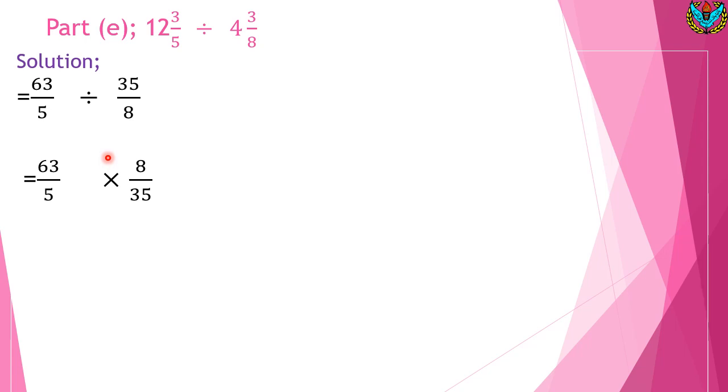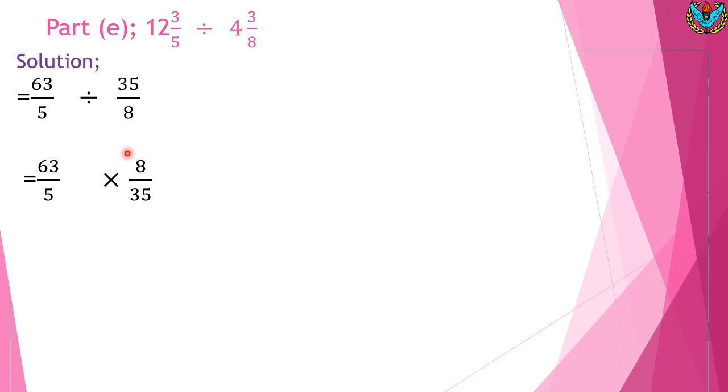Now look at part E of the same question. We have to divide mixed number by mixed number this time. 12 whole 3 by 5 divided by 4 whole 3 by 8. We will change into improper fractions first. 12 5s are 60 plus 3, 63 by 5, divided by 4 8s are 32 plus 3, 35 by 8. Now we will change this division into multiplication, and the reciprocal of 35 by 8 is 8 by 35.